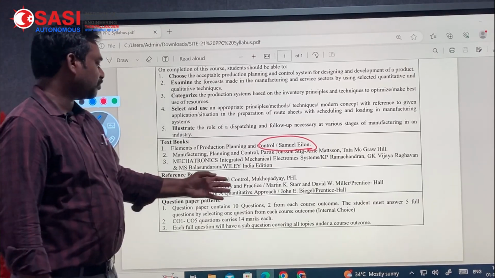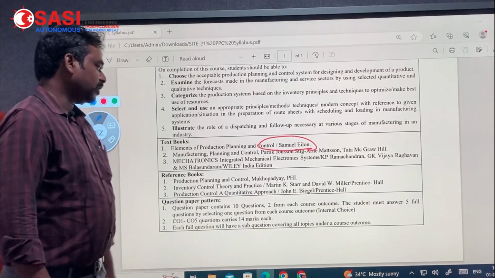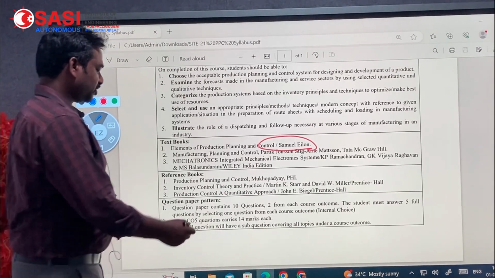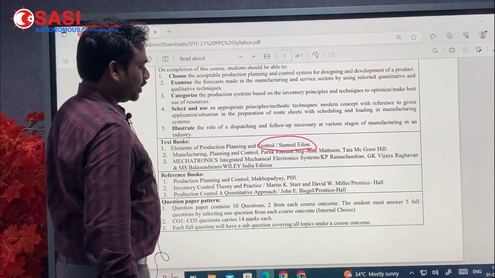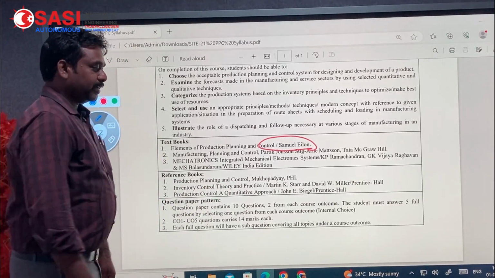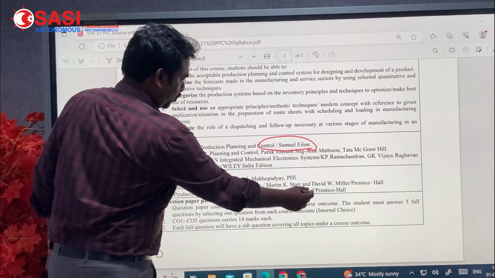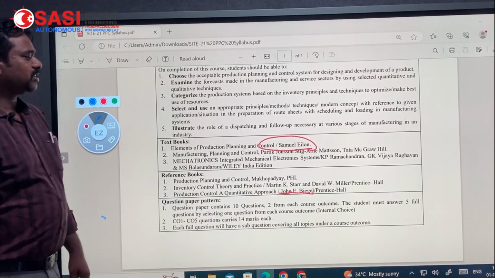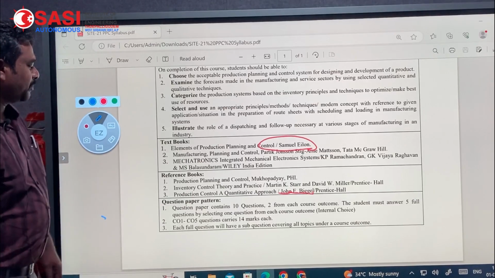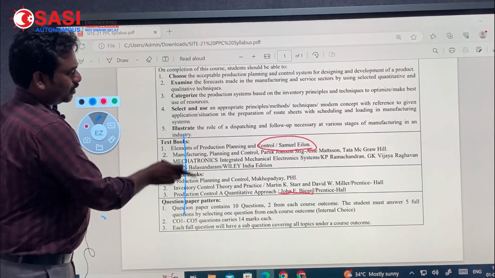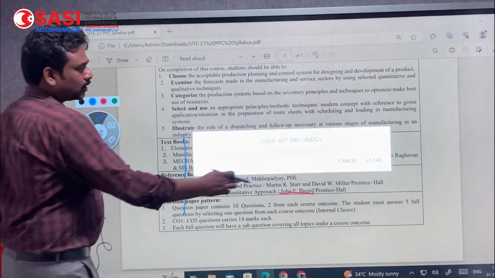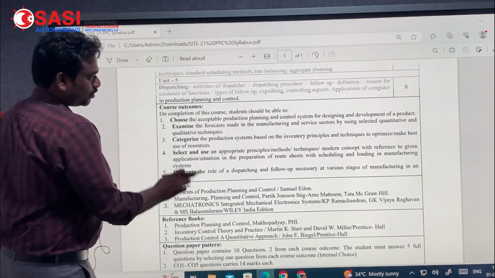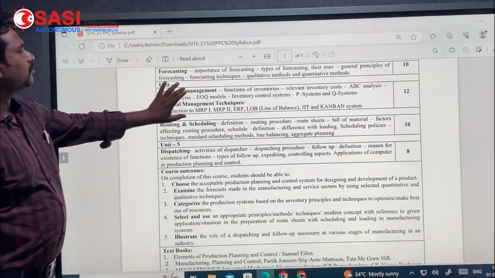So we can check out this textbook, and for references there are some textbooks available, like Production Planning and Control by Mukhopadhyay, Inventory Control Theory and Practice by Martin, and Production Control, a Quantitative Approach by Bedworth. These textbooks can be taken as references, and most of the in-depth information is available in online systems also.